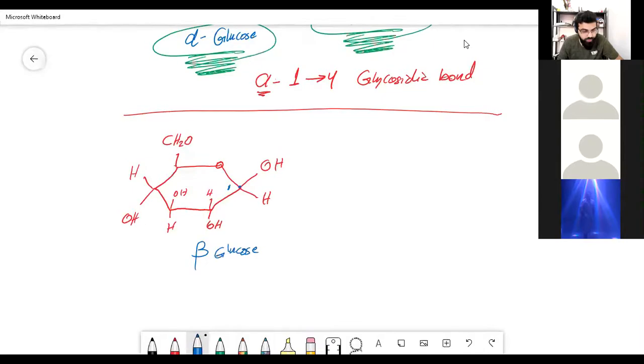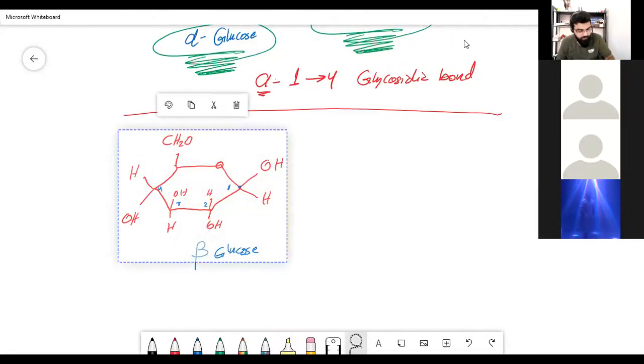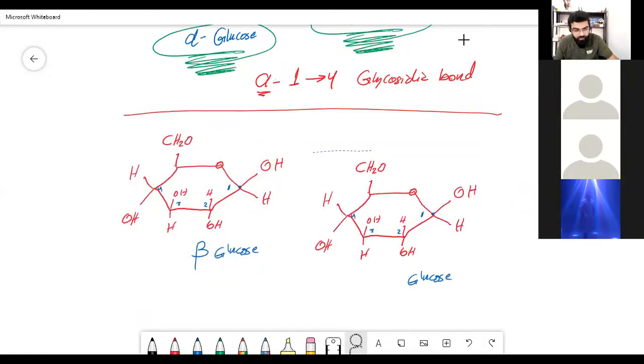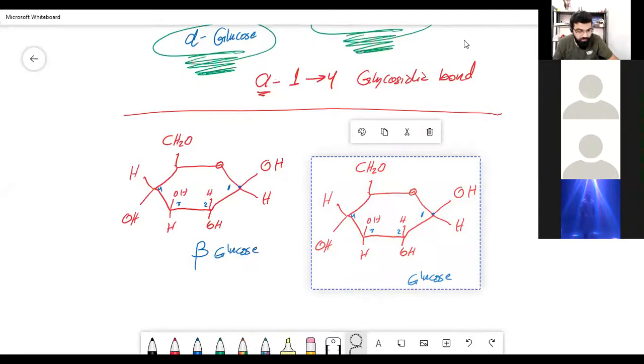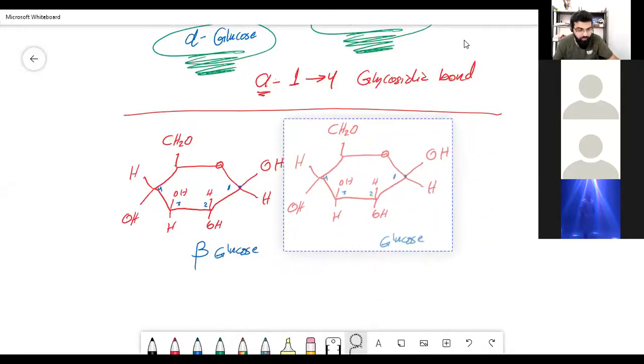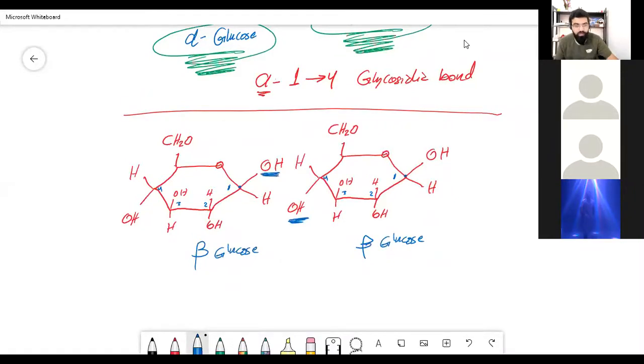Carbon number 2, no change. Number 3, no change. Number 4, no change. If we want to link two beta glucoses together, let's take a copy from here. Copy, paste. Now I have another copy of beta glucose. Okay, guys? Bring it close to the first one. Oh, we have a problem here. Who knows what the problem is now? It's not inverted. Yes. The OH here and the OH here. Yeah, so we have a problem.